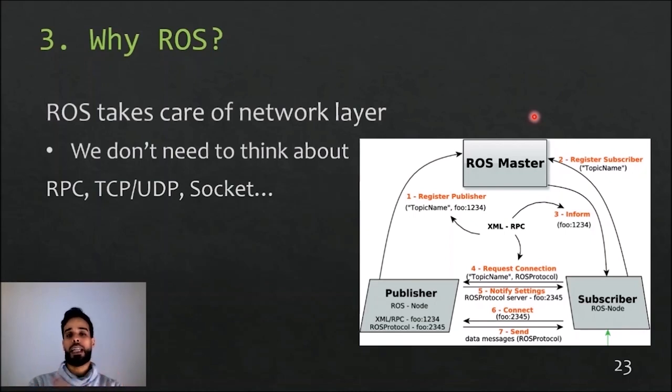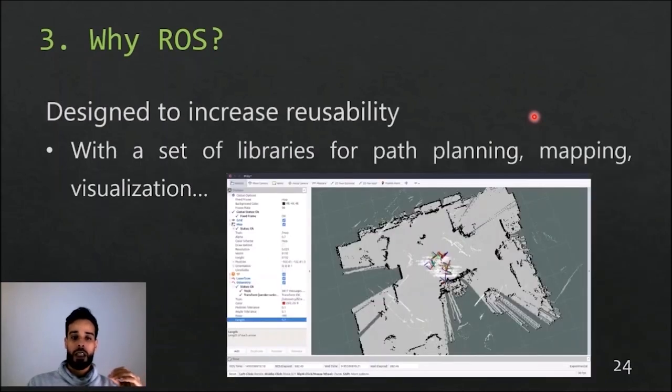ROS will take care of that, and this will help us focus only on the robotics application, for example grasping an object, or moving the robot from one position to another. And we don't take care of the communication network and the hardware and everything. So this will impact our productivity a lot. And also there are a lot of libraries for path planning, for mapping, for visualization.